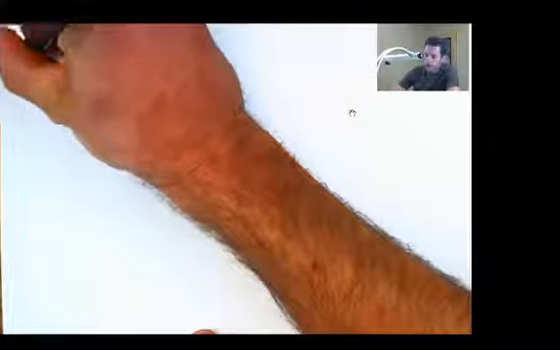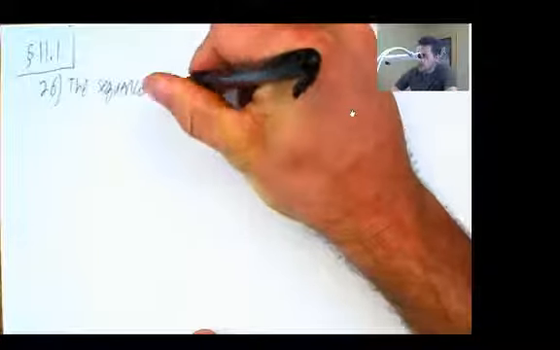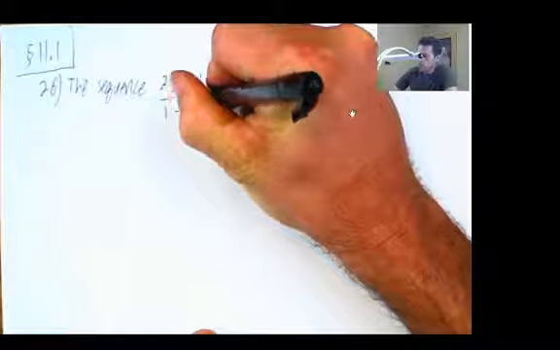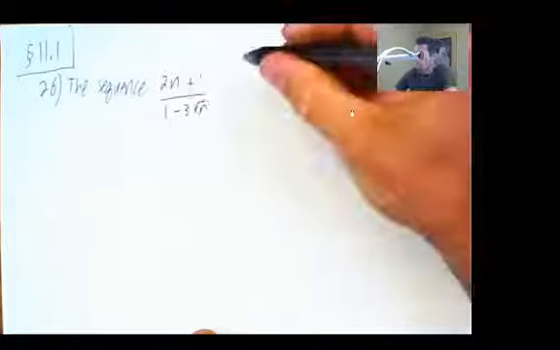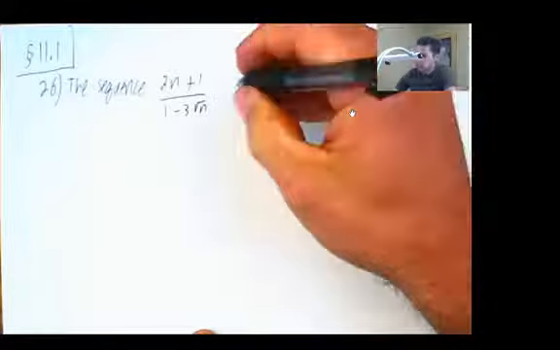Section 11.1, number 26, the sequence (2n + 1)/(1 - 3√n). I need to decide if this converges or diverges, and if it converges, show what it converges to.